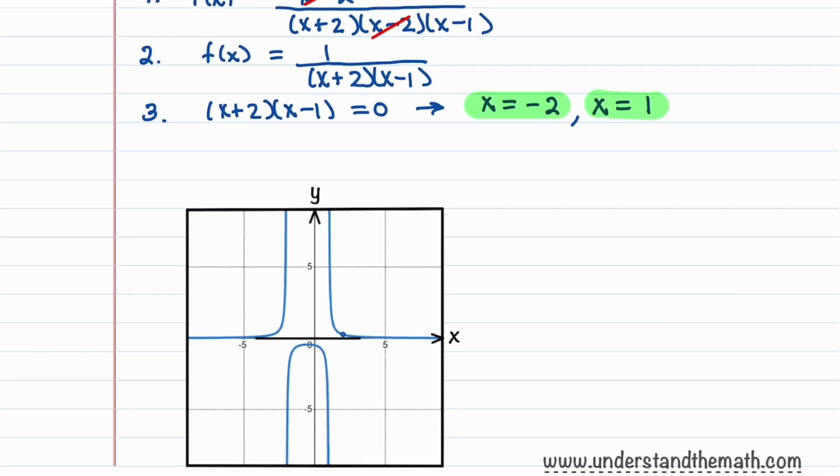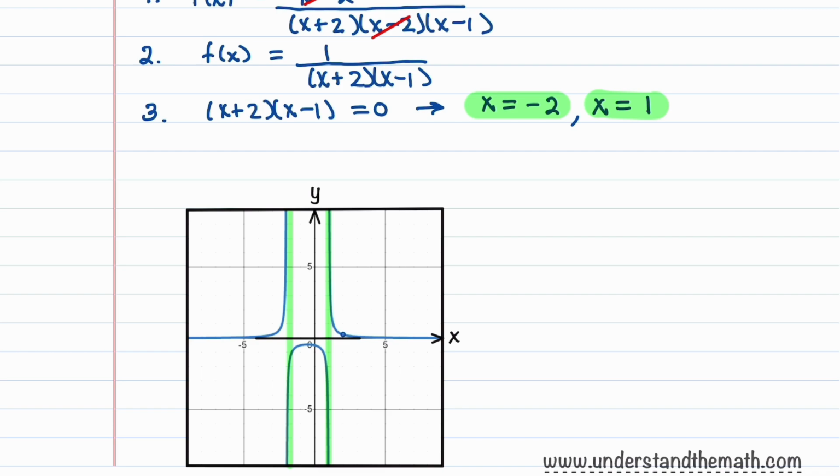Let's look at the picture so that we can understand this a little bit better. We found that we have a vertical asymptote at x is equal to minus 2, and on our graph we can see that it's right there. And we also found that we have a vertical asymptote at x is equal to 1, and we can see that on our graph as well.